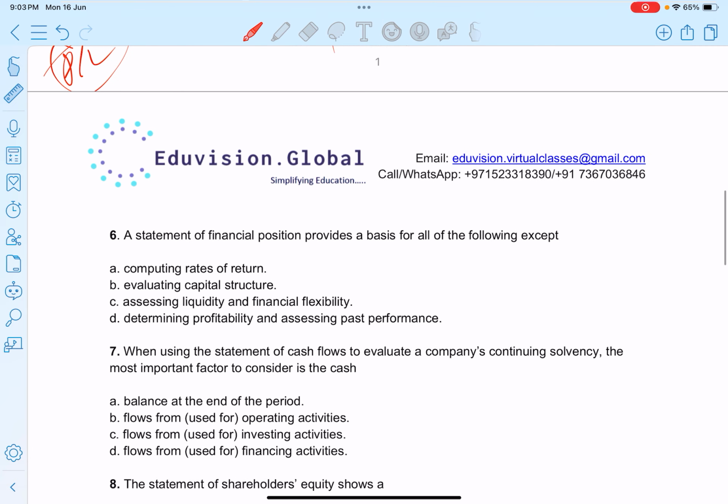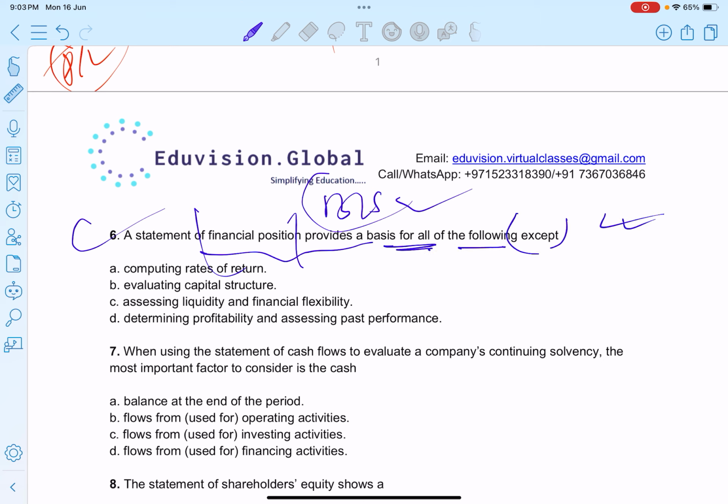Now coming to question number 6, the statement of financial position. Here we are talking about the balance sheet. Financial position means balance sheet. It provides the basis for all of the following except. So we need to find what is the exception.